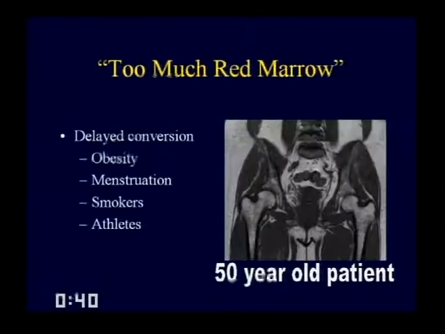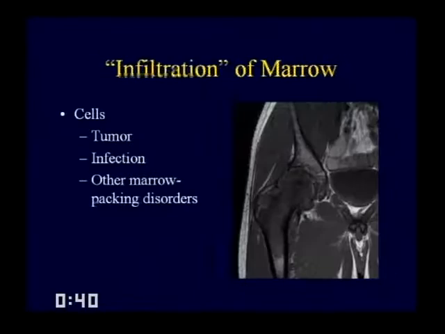Delayed conversion, where you just have a little too much red marrow overall, can be seen in obese patients, those who are menstruating, smokers, athletes. This is a 50-year-old patient, has a little bit more red marrow than normal, but also has a little bit more adipose tissue than normal as well, so that's considered normal in that particular patient.